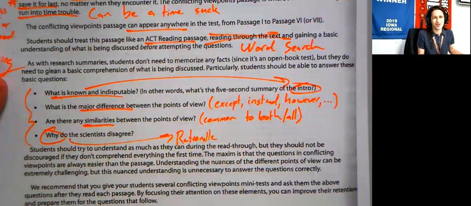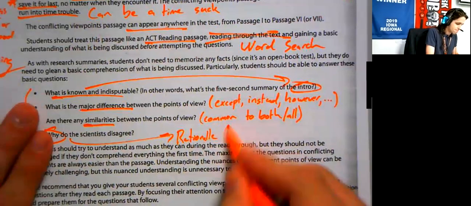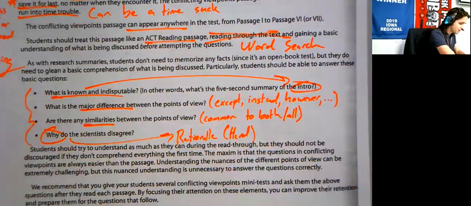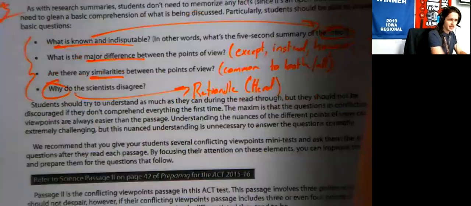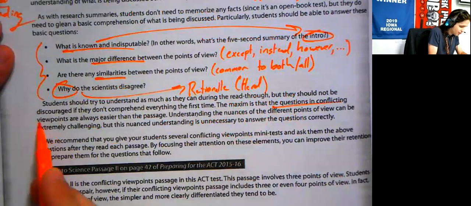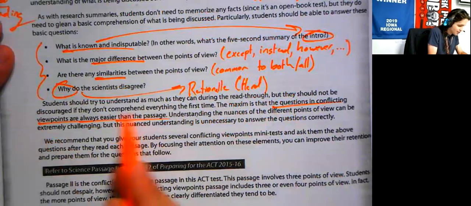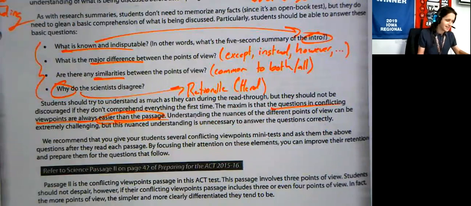And that's hard. I'm sure I misspelled rationale there. So you're not going to read through this. You're going to word search it. The maxim is that the questions in the conflicting viewpoints are always easier than the passage, and that's true. It's often going to be a word search type of thing. You don't have to fully grasp what they're talking about, because I don't sometimes fully grasp it either, because I'm not trained in every field of science, right?